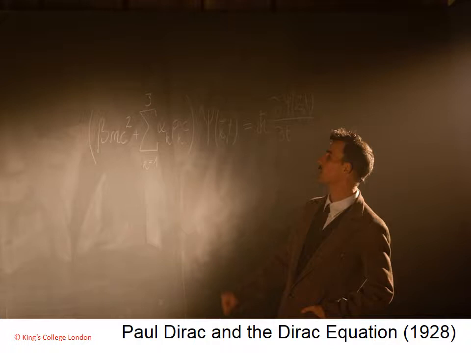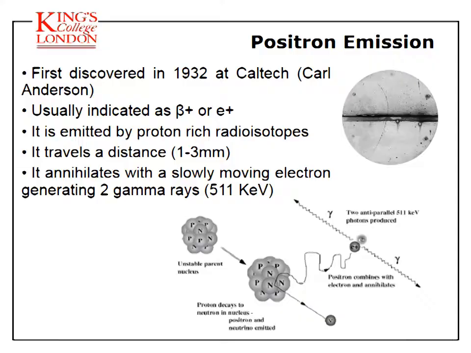We start with the positron. This, in the slide, is Paul Dirac, and the one on the board is his equation that was meant to introduce relativistic effects into the hydrogen model, but unexpectedly produced the prediction of an antimatter particle, the positron, a positively charged particle with the same mass of an electron.